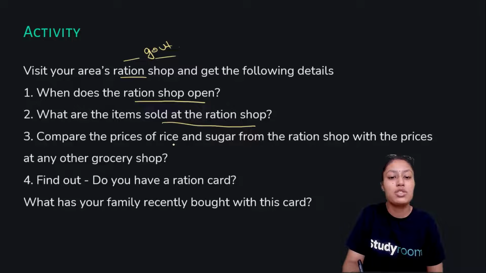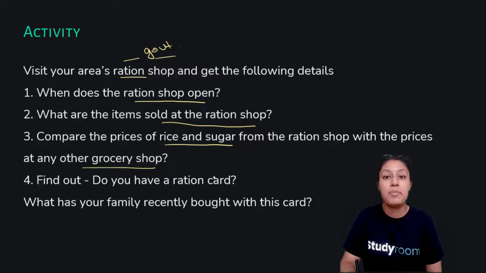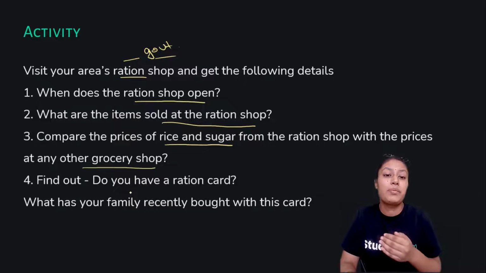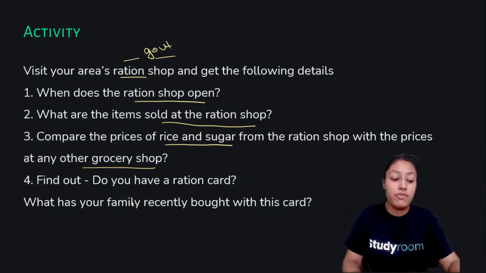Now compare the price of rice and sugar from the ration shop with any other grocery shop, or wherever you get it from. Compare their prices and you will see a massive difference, because the people who avail from ration shops are those below poverty line or economically backward. Now find out, do you have a ration card, and if yes, what kind of card do you have, and what item has your family recently bought with this card?